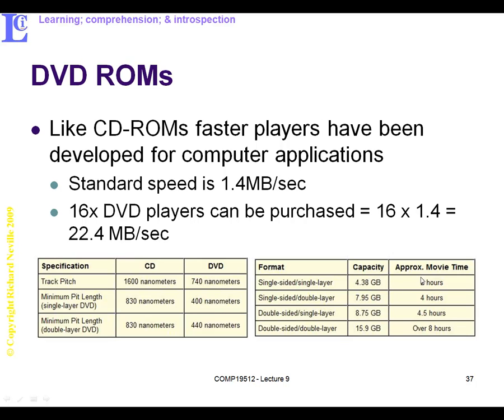Then if we look at the dimensionality and what this relates to in storage of information for movies, we'll see that single-sided single layer is 4.38 gigs, which is 2 hours, and if we go to the maximum double-sided double layer, it goes to 15.9 gigs, which is over 8 hours of movie time.